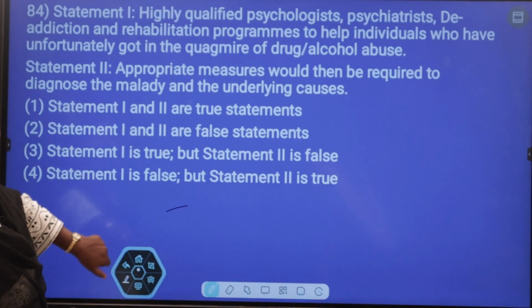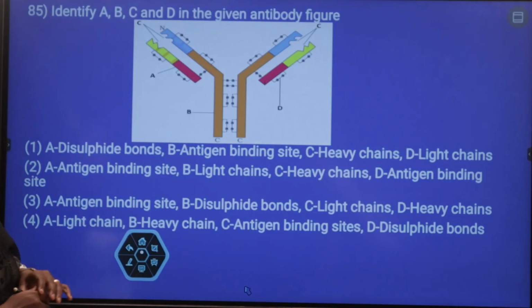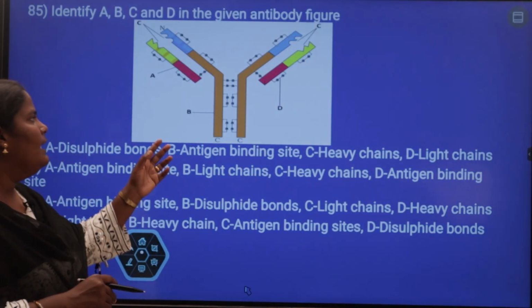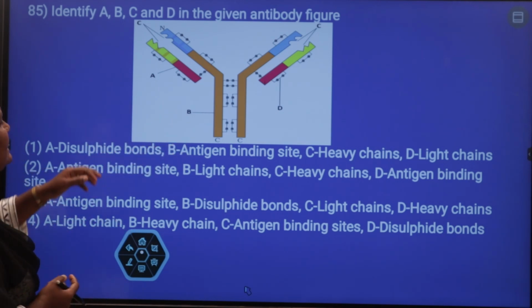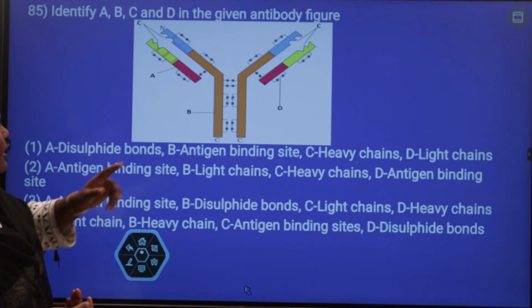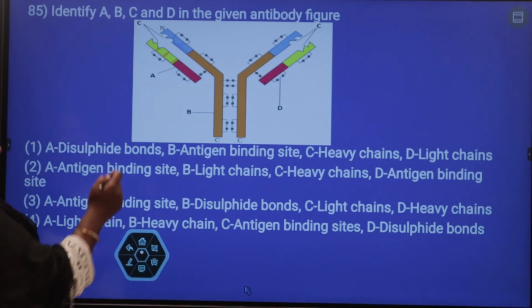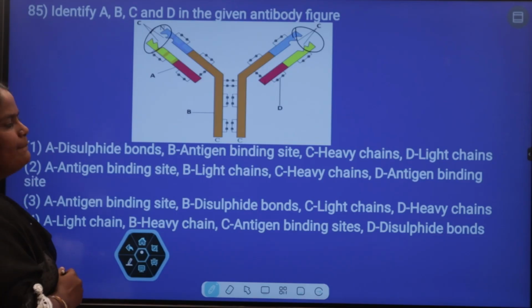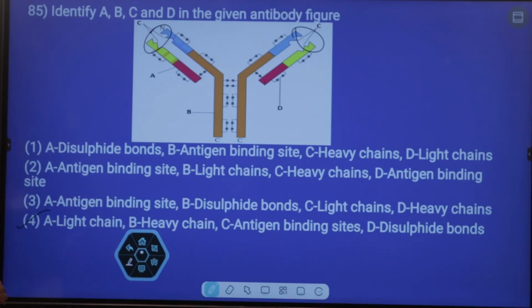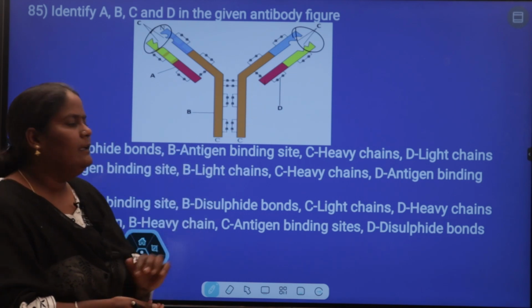Next, 85, a diagram based question from the human health and disease chapter, the antibody diagram. If you are well versed with the given parts, the question is very easy. Option A is the light chain, option B is the heavy chain. Here the C's are the antigen binding sites, and option D is the disulfide bonds. So option 4 is the right statement.